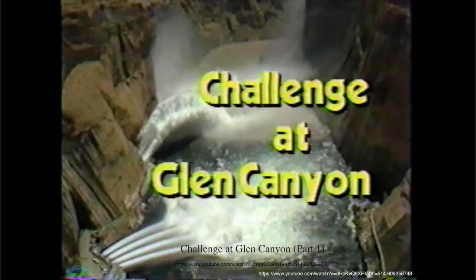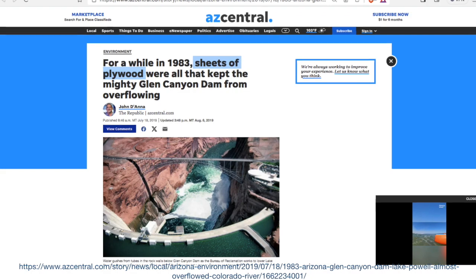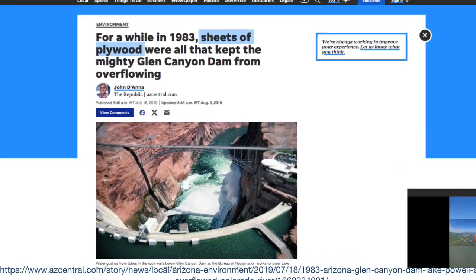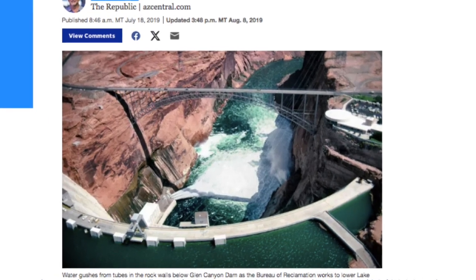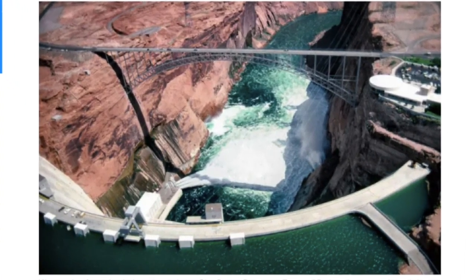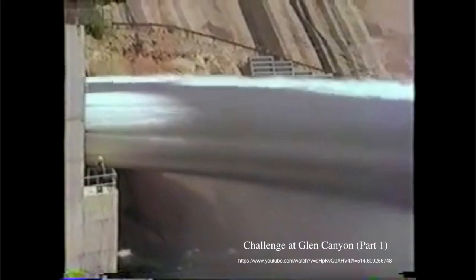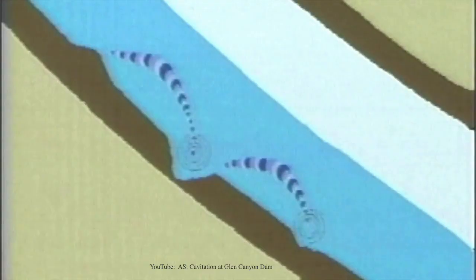And the challenge at Glen Canyon, for a while in 1983, sheets of plywood were all that kept the mighty Glen Canyon Dam from overflowing. And so they had those spillways going. You see those spillways? Just going like crazy, and there's a man standing there, and all that water's going through, and there's this thing called cavitation where it kind of implodes.